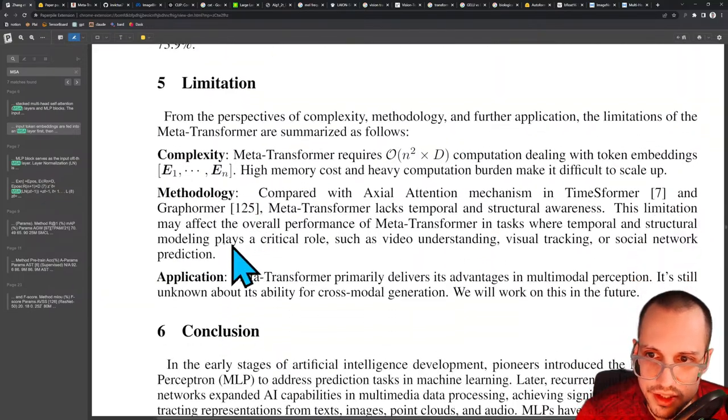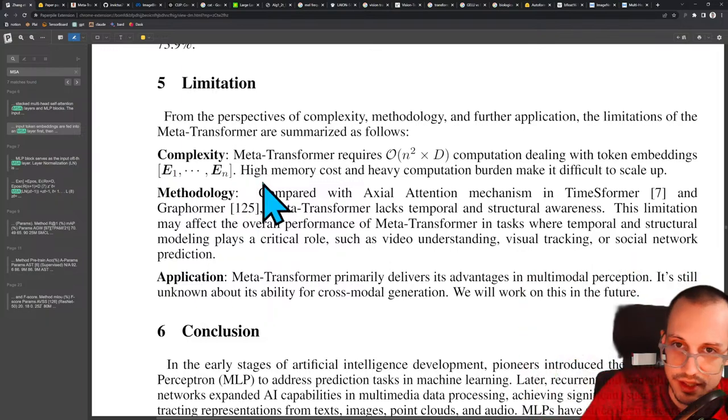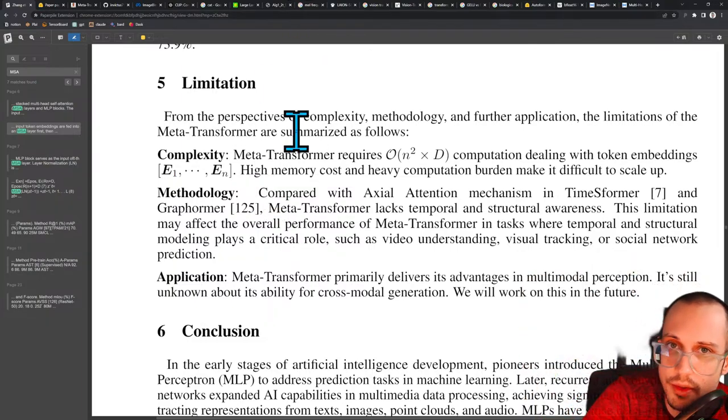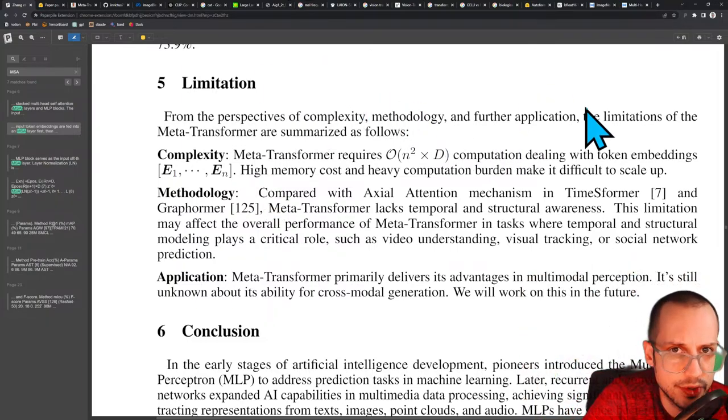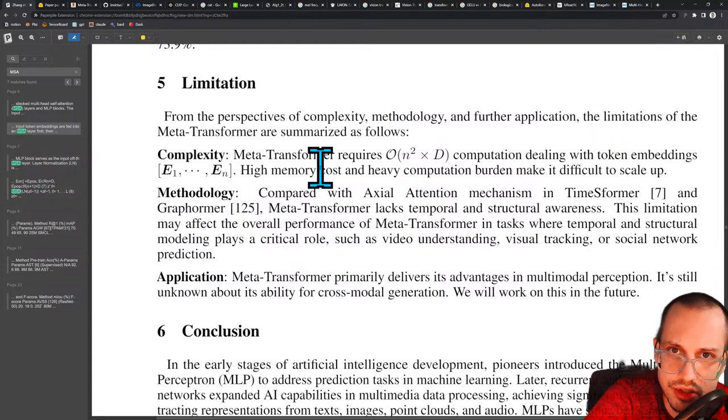All right, let's get to it. Limitation here. Let's see if they're at least able to be a little bit self-critical. From the perspectives of complexity, methodology, and further application, the limitations of the MetaTransformer are summarized as follows. MetaTransformer requires O of n squared d, right? So this is big O notation, usually used to denote computation cost.